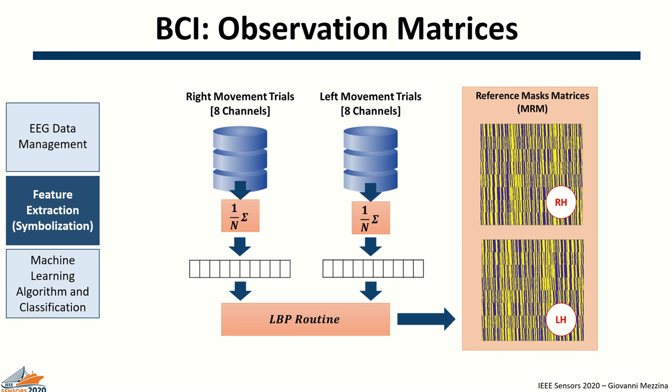All the trials within the observation matrices for every single channel are averaged, generating a single averaged waveform for each monitored channel. These waveforms undergo a local binary patterning, or LBP, routine that oversees the extraction of the binary reference matrices. These binary matrices, shown on the right of the slide, provide easily accessible information about the typical cortical response to a specific hand movement.